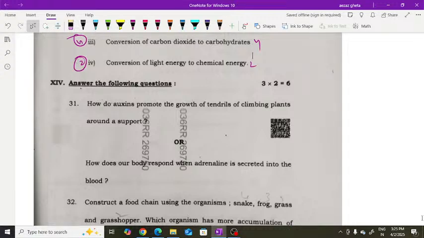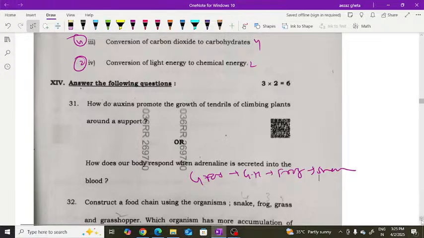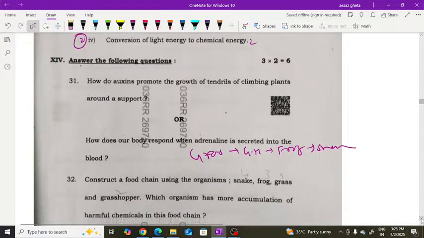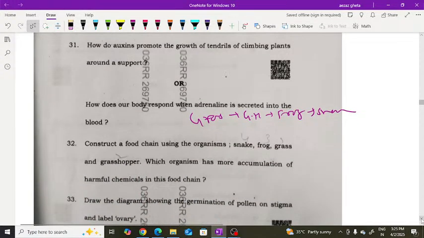Next question: construct a food chain using the organisms snake, frog, grass and grasshopper. First you will write grass, then grasshopper, then frog, then snake. Which organism has more accumulation of harmful chemicals in this food chain? You should write that the snake has more accumulation, because it is at the top.